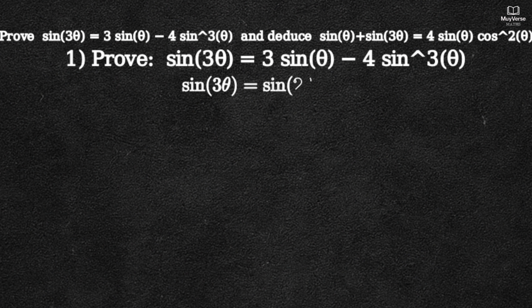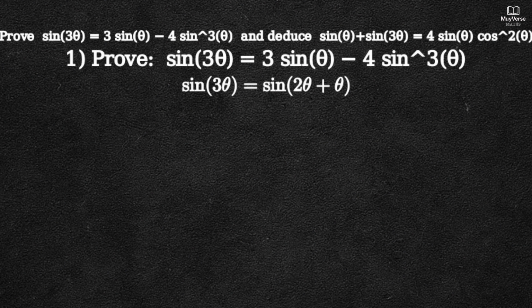Step 1. Start with the sum of angles formula. 3 theta equals 2 theta plus theta, so sine of 3 theta equals sine of (2 theta plus theta). Using the sine of sum formula, we have sine of (a plus b) equals sine a cosine b plus cosine a sine b. So sine of (2 theta plus theta) equals sine of 2 theta times cosine theta, plus cosine of 2 theta times sine theta.